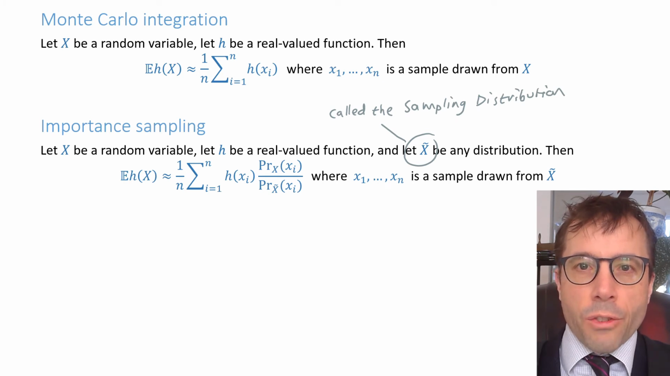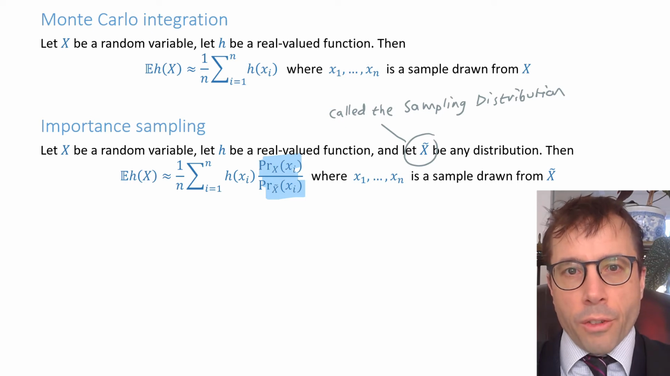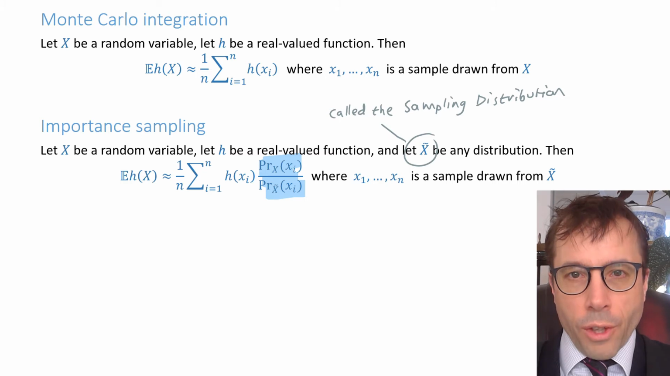We pick any distribution, call it x tilde. We draw a sample x1 up to xn from x tilde, and then instead of the Monte Carlo formula, we use this formula here. This formula has a weighting term, this bit here, which gives a lower weight to regions where we're oversampling, i.e. where the likelihood of x tilde is bigger, and it gives higher weight to regions where we're undersampling.